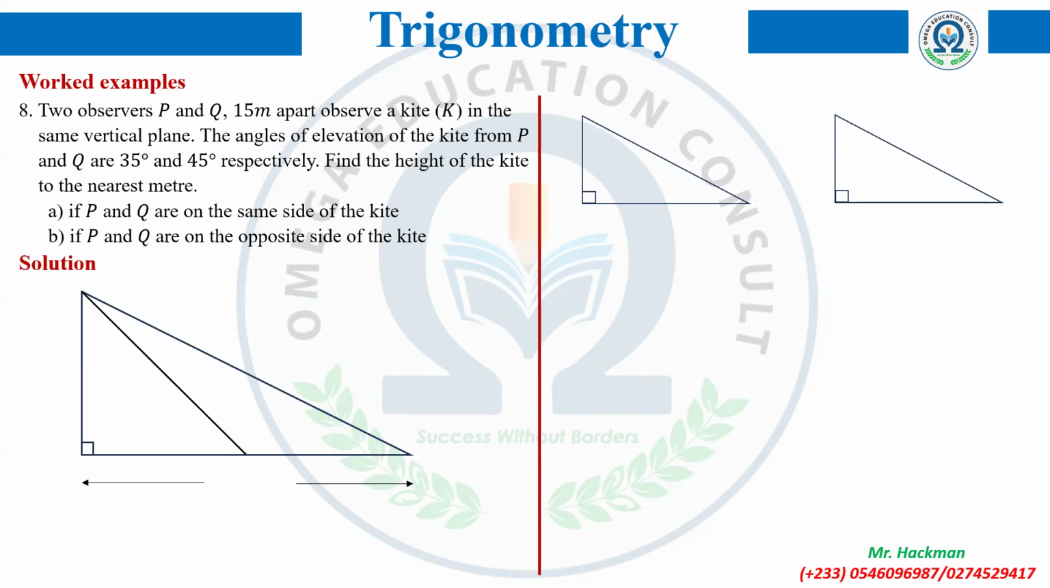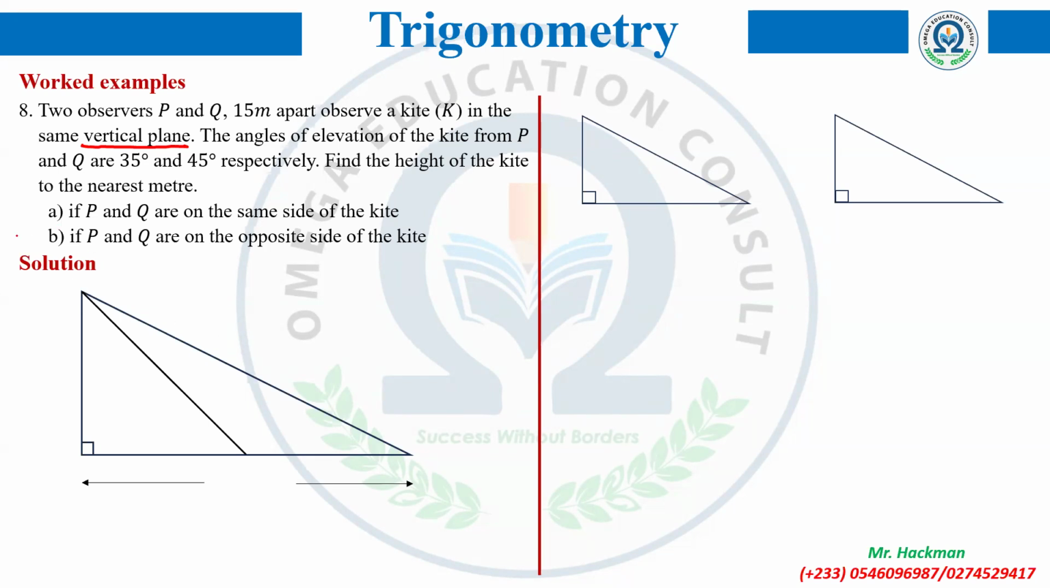So worked example 8. We have two observers, P and Q, 15 meters apart, observing a kite in the same vertical plane. Okay, so I'm going to underline this. At the end of the solution, I will ask you, maybe I'll give it to you as an assignment, go and find out. Okay, vertical plane, so I'm underlining this. The angles of elevation of the kite from P and Q are respectively 35 degrees and 45 degrees. Find the height of the kite to the nearest meter.